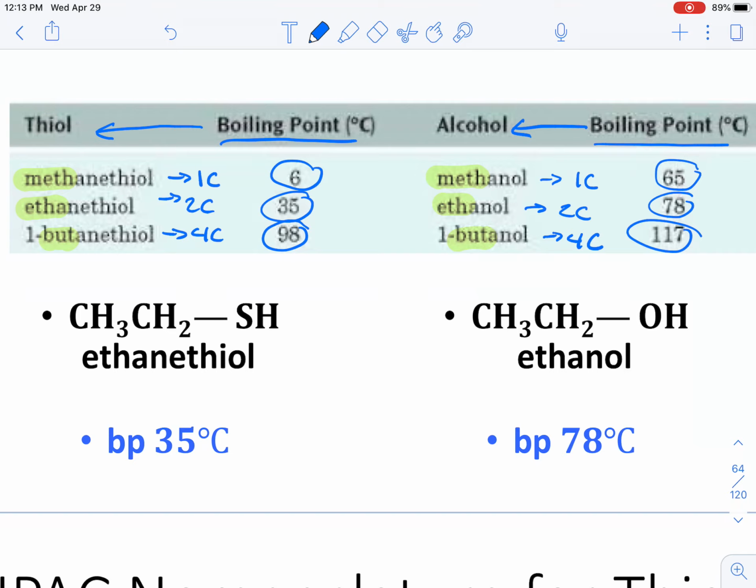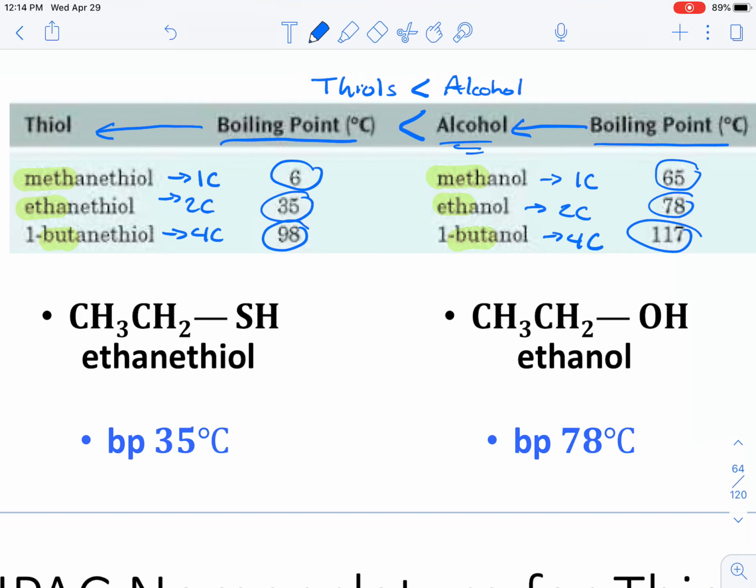And so it looks like overall the boiling point for thiols is going to be less than that of alcohol. So I'm just going to put a less than sign. Okay. I'll carry it over here. So thiols are going to have its boiling point less than that of alcohols. And the same trend actually holds true for the melting point.